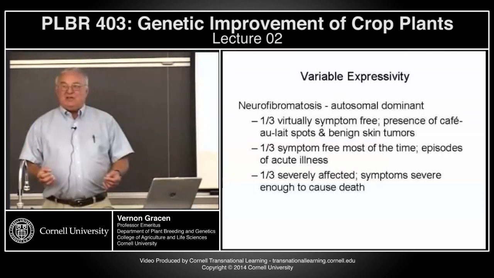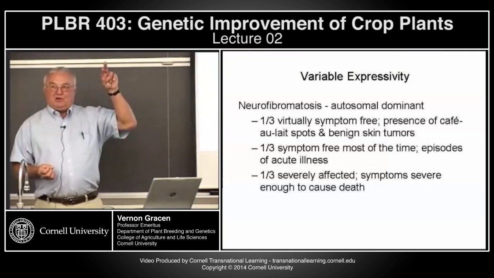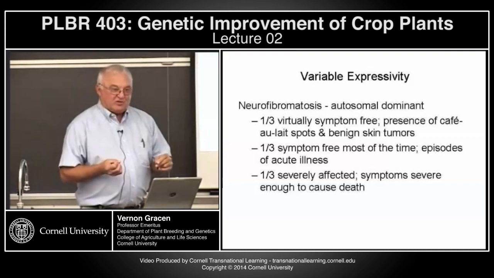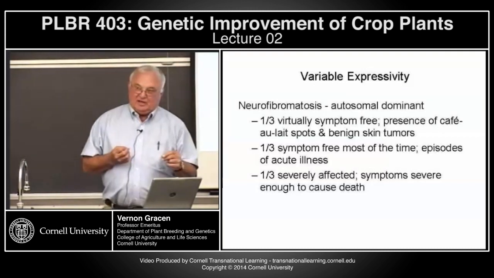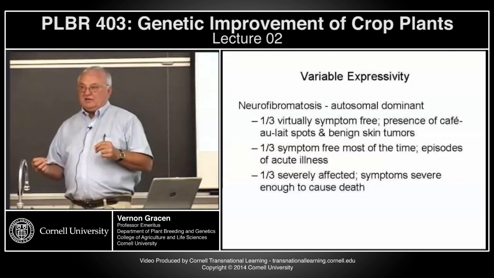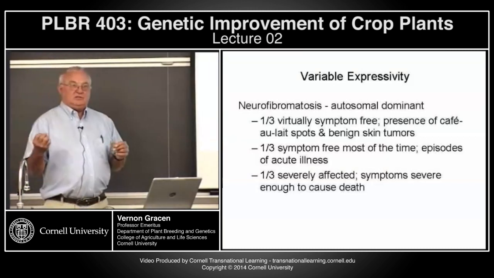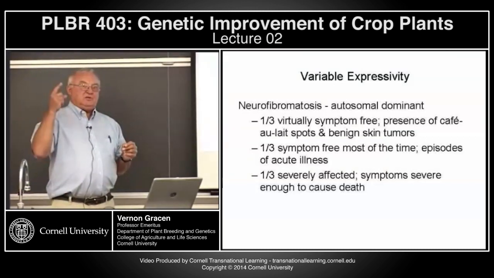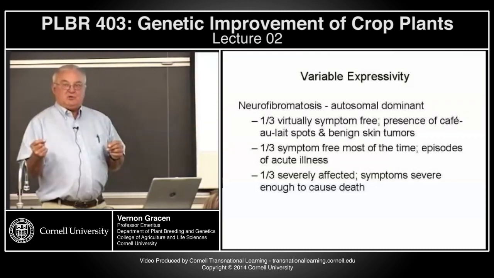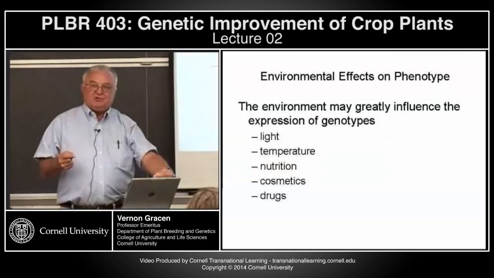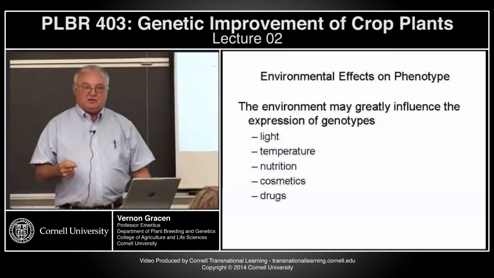A third of the individuals that carry this single autosomal dominant allele are severely affected, with symptoms severe enough that it can cause premature death. All right? So, single dominant gene, individuals that carry it show different degrees of expression of the gene.